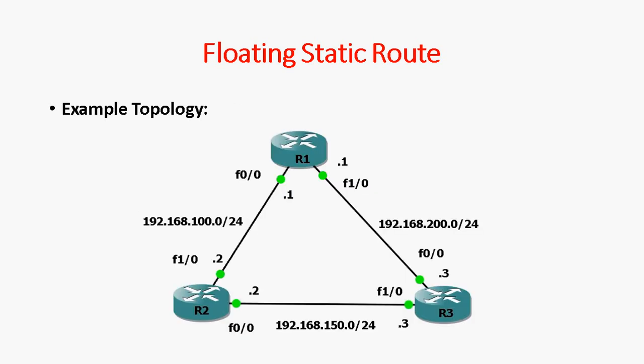This is my example scenario. Here I am using three routers, R1, R2, R3. R1 to R2 I am using the 192.168.100.0/24 network, R1 to R3 I am using 192.168.200.0/24, and R2 to R3 I am using the 192.168.150.0/24 network. On R1 I am assigning IP 11 for both interfaces, R2 gets 22 and R3 gets 33. Based on this example, I am going to configure the full floating static route concept.